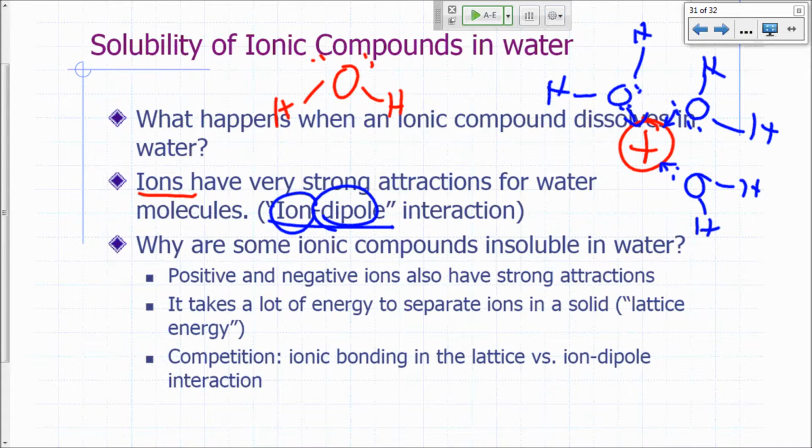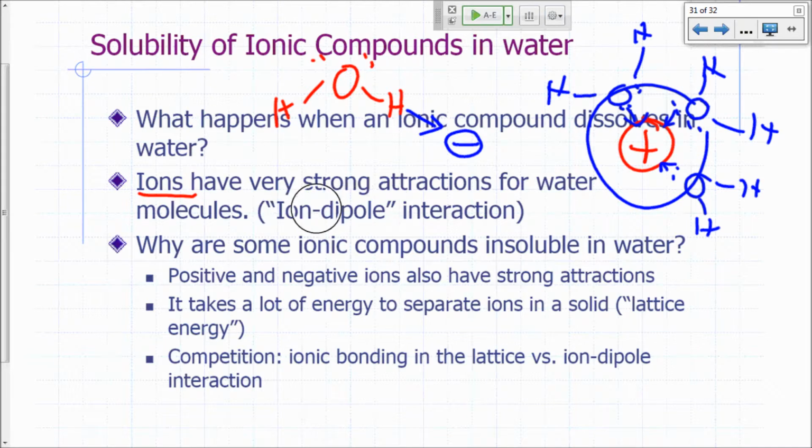So your positive ions would be surrounded with water molecules, with the oxygen end of your water molecules attracted towards the positive ion. What about your negative ion? Which end of your water molecules would be attracted to it? The hydrogen end of your water molecules would be attracted to it. Those types of interactions are called ion-dipole interactions. However, you've learned about solubility rules for common ionic compounds.